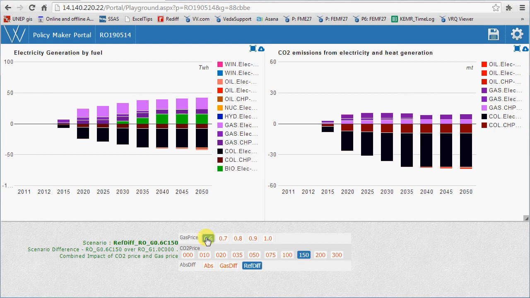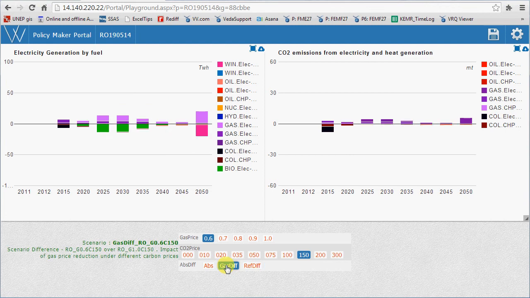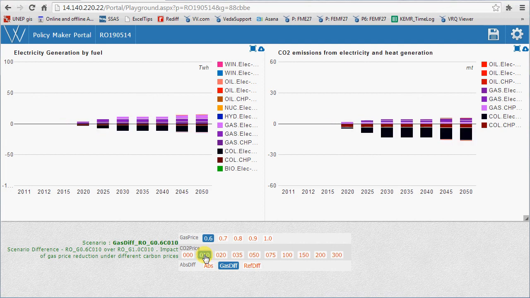Now the last thing, which may be a little complicated, but you can also see the impact of gas price. Okay, just gas price. So for that I have this gas diff, which will actually show you what happens at this price just because of gas. So instead of subtracting the reference scenario, here I've subtracted the 150 scenario with gas price reference. So this is available only for the cheapest gas price. So now you can see what happens with cheap gas if the carbon price is low.